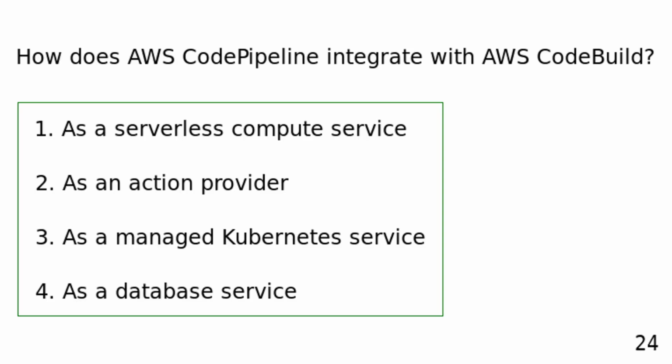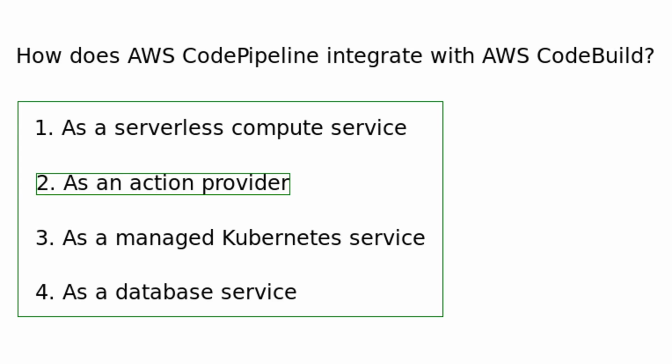How does AWS CodePipeline integrate with AWS CodeBuild? As a serverless compute service. As an action provider. As a managed Kubernetes service. As a database service. AWS CodePipeline integrates with AWS CodeBuild as an action provider to perform build tasks within the pipeline.